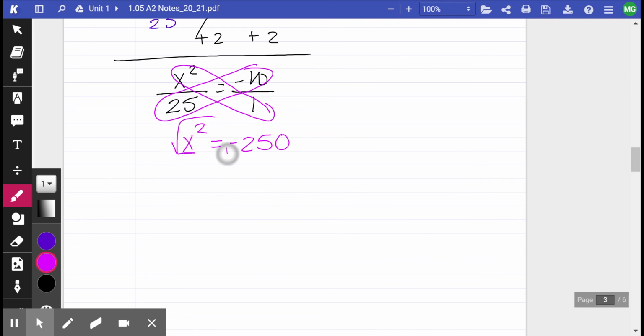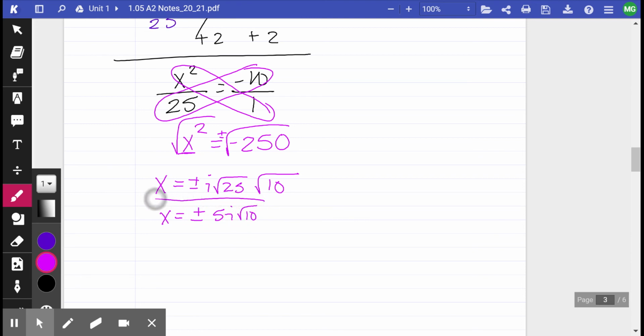So I'm going to take the square root of both sides. Whenever I take the square root, I must remember my plus or minus. So I've got plus or minus, pull out my i. Largest perfect square I can take from 250 is 25. So I get plus or minus 5i rad 10.